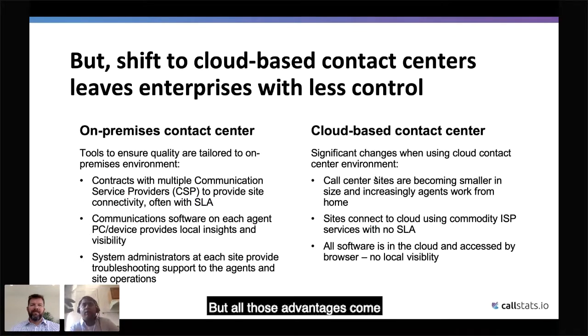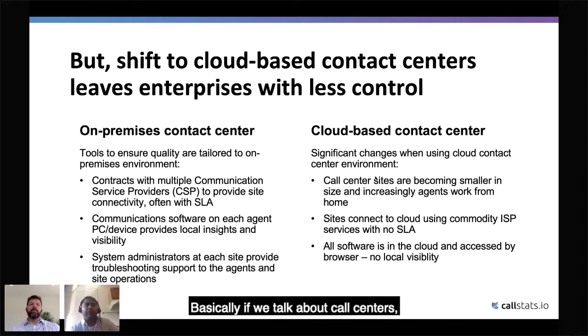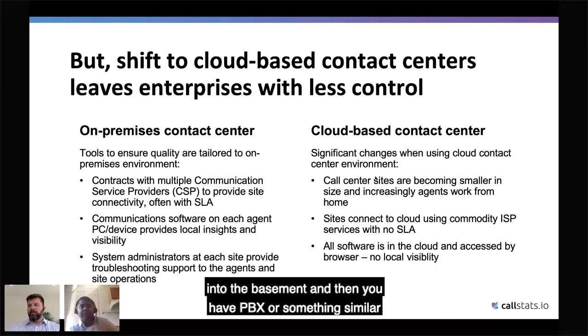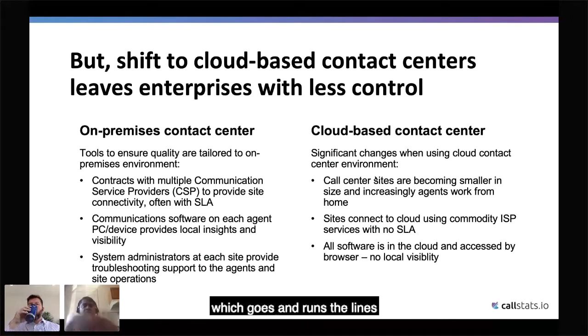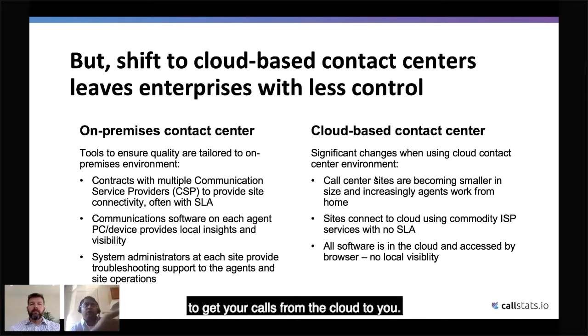But all those advantages come with the fact that you lose control, because when you were on-prem, you had full control over everything. If we talk about call centers, they're brick and mortar spaces. You have incoming lines from the service provider into the basement, and then you have a PBX or something similar, which runs the lines to each desk in the call center. So you have system admins, you have operational folks who understand the space very well, and they build this out for you. Now with the PBX moving to the cloud, you are relying on the public internet to get your calls from the cloud to you.